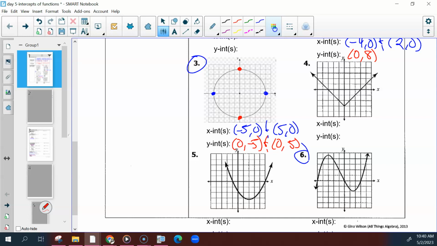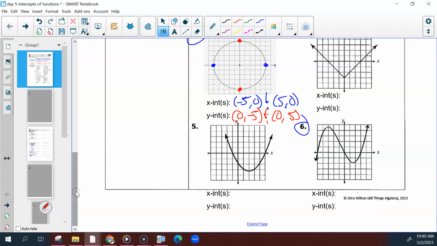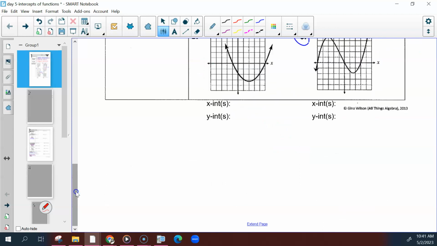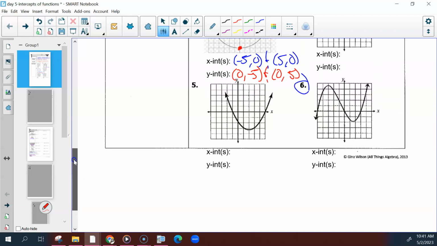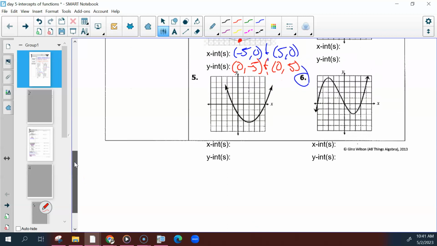So the biggest thing with writing the intercepts from a graph is being able to write them correctly, put the 0 in the right place. 0 second for the x-intercepts, 0 first for the y-intercepts. Do we have any questions so far? For 6, where does this cross the x-axis? There are multiple places.